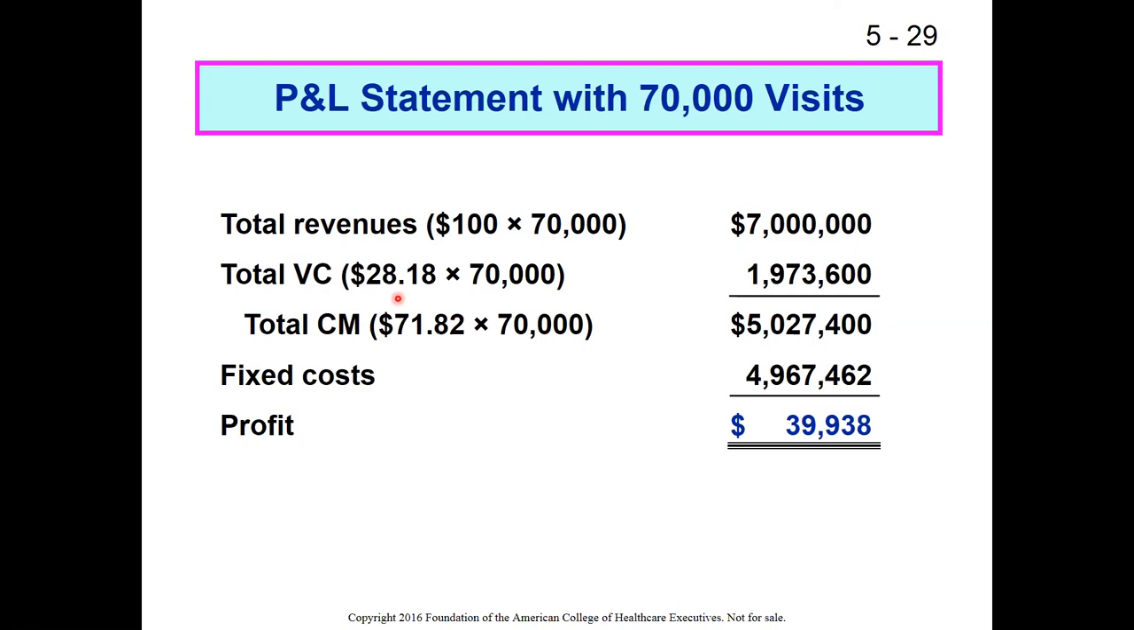Right. So if it costs them $28.18 to see one more visit, how much would they have to charge to justify doing one more visit? And the answer is more than $28.18. That's it. $28.19 would be enough, right? Because why not do one? Why not earn one penny if you can cover all your costs?